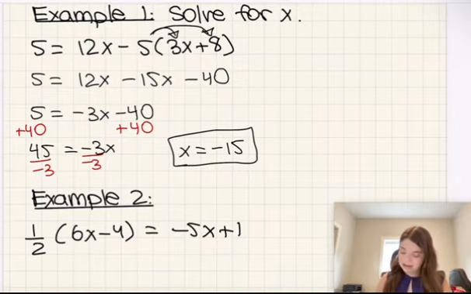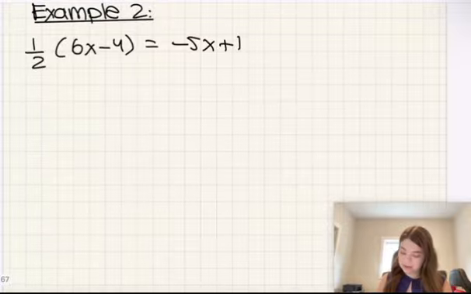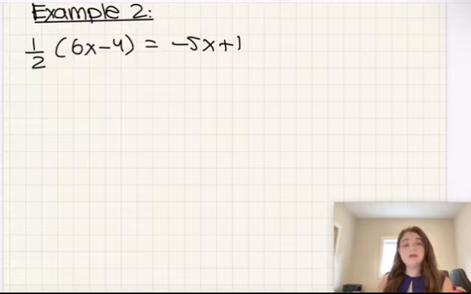Okay, let's try a second example. How would we do example 2? So in example 2, there's actually two choices. We could use the distributive property and distribute the 1/2 into 6x minus 4, or we could just multiply both sides by 2. However, I want to point out that let's say we do that.